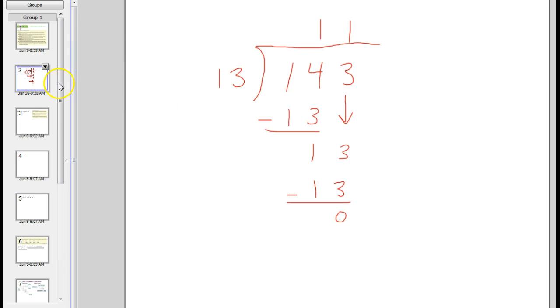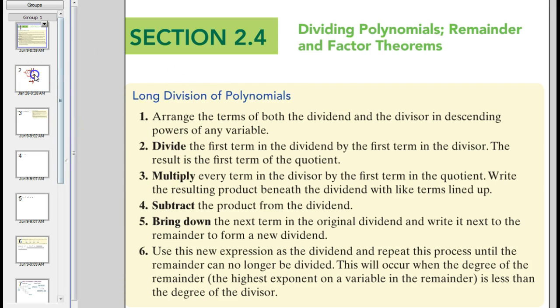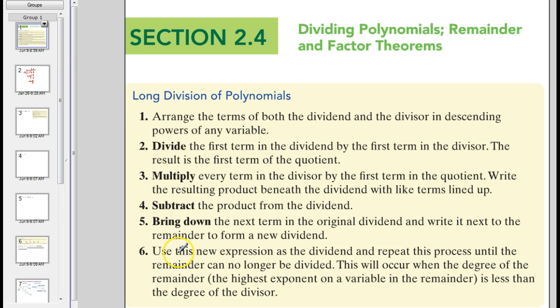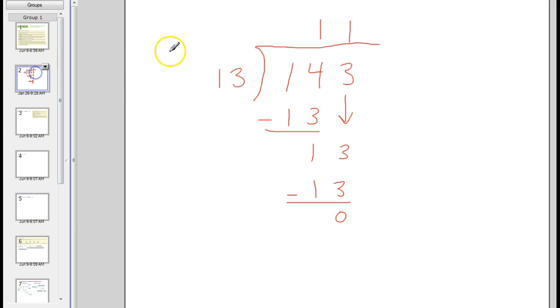So divide: 13 goes into 14 one time. Multiply: 1 times 13 is 13. Subtract: 14 minus 13 is 1. And bring down the 3, we get a 13. If you notice, the next step is to use this next expression as the dividend and repeat this process until the remainder can no longer be divided. That's what we did here. It is the exact same thing as dividing numbers. I used basically this exact same process to divide these two numbers.